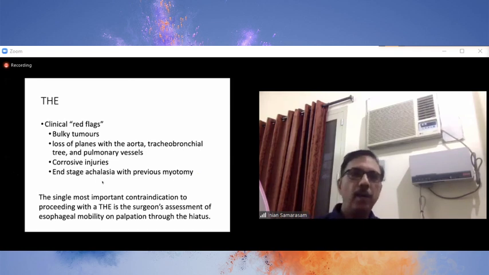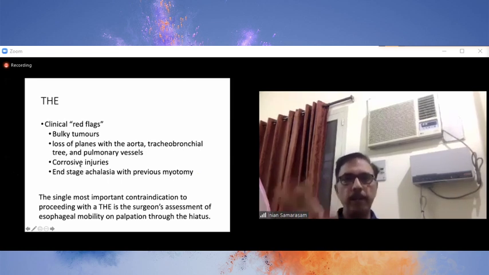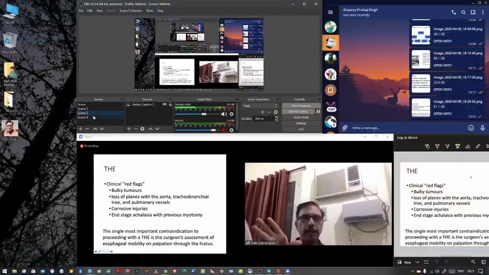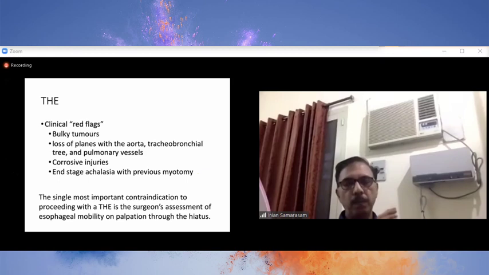Need to be careful when there is a loss of plane with the aorta and the tracheobronchial tree or the pulmonary vessels. Corrosive injuries, as Dr. Chandramohan was alluding to during his lecture, can be quite difficult. So it is probably better to leave the esophagus in situ and then do a colonic bypass.